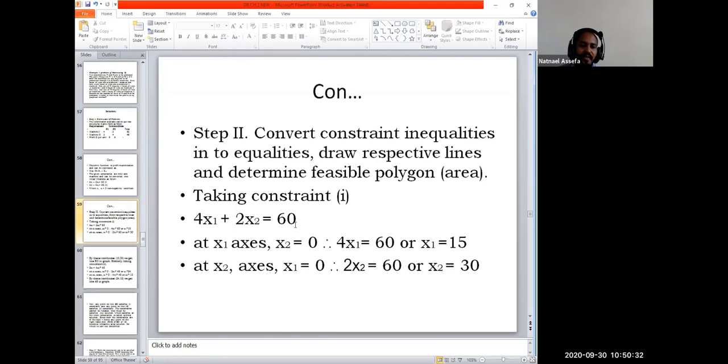This one is what? Step 2. Convert constraint inequality into equality.